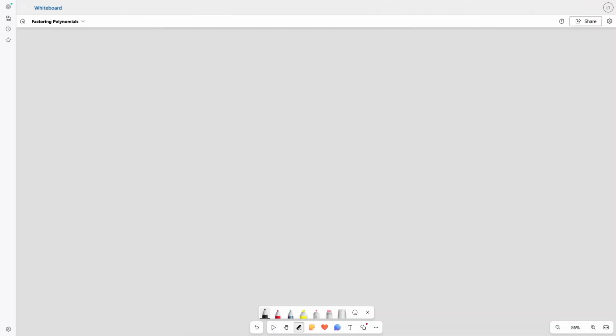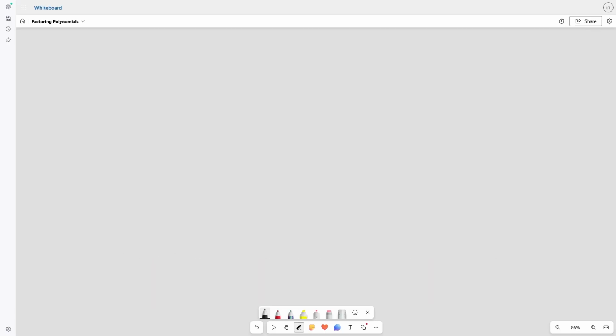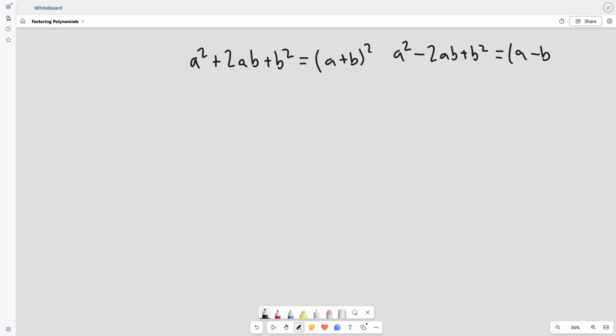Next thing I want to show you is factoring a perfect square trinomial. What this looks like is a squared plus 2ab plus b squared equals (a plus b) squared. And then for our negative square, we have a squared minus 2ab plus b squared equals (a minus b) squared.